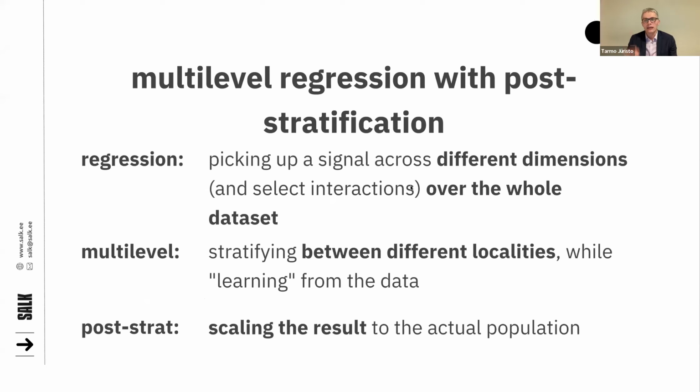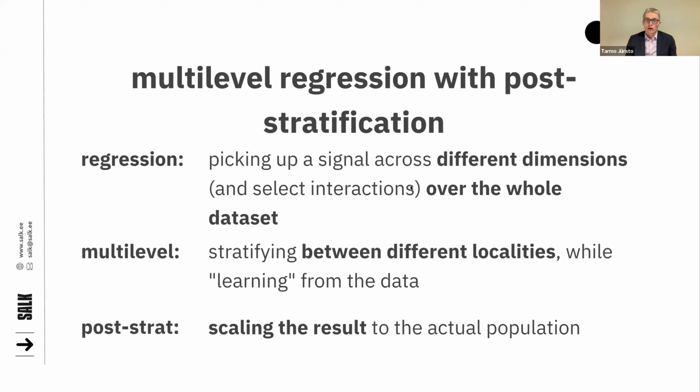These three letters, MRP: if we start with the R, the regression part of the model picks up the signal across those different dimensions that I mentioned, these four main ones, and some of the interaction effects that we put in that seem to help the model over the whole data set. Again, Alex is definitely more qualified to talk about the inner workings of the model than I am; I'm just trying to give a broad overview. So it learns how your education impacts your party preference, or whatever preference you might be interested in eventually.